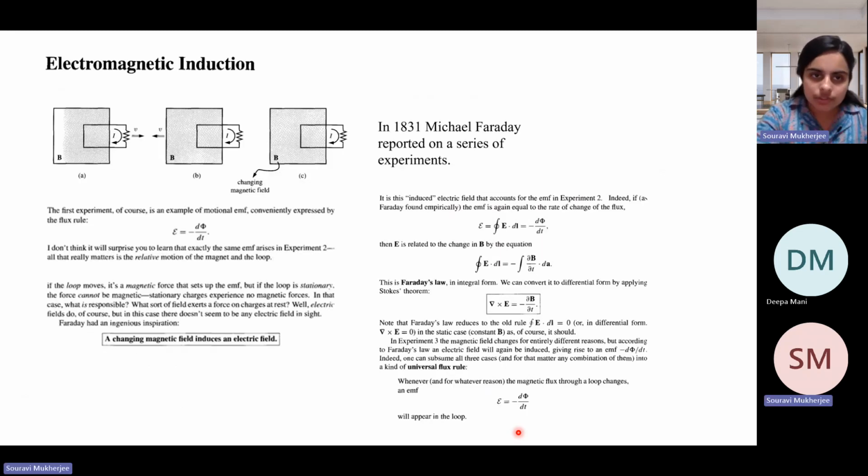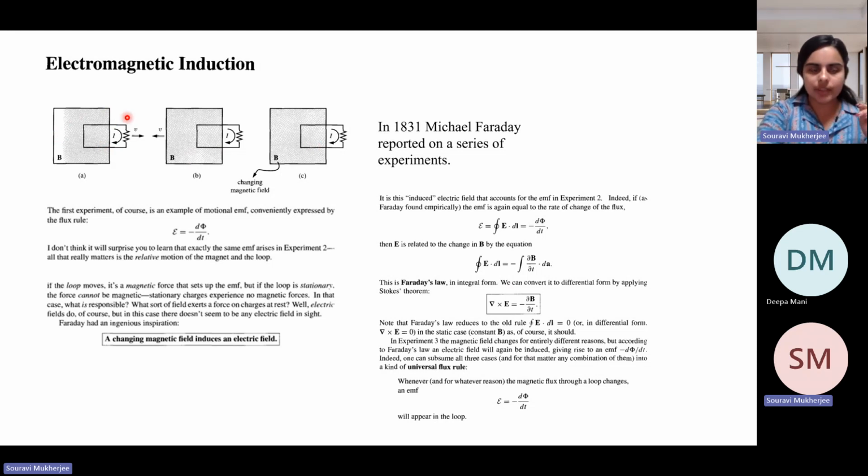Okay. So now we extend this to the concept of electromagnetic induction, which is very, very important. It is something which relates electric fields to magnetic fields, and this eternal relation between electric and magnetic field, which later comes up in Maxwell's equations, started with electromagnetic induction. So as you can see here, what does this experiment tell? We are talking about 3 different experiments.